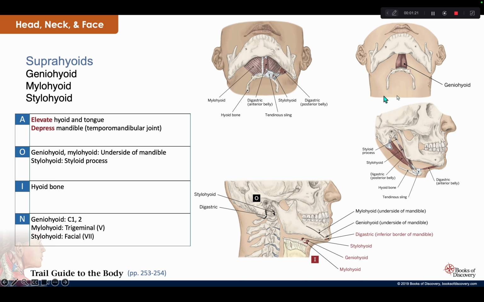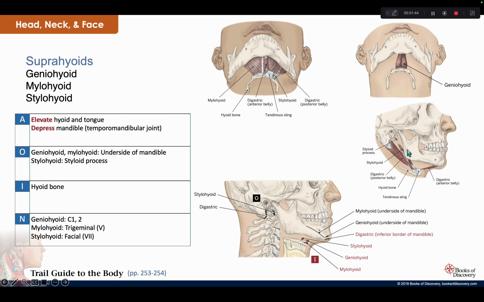So here is the geniohyoid, right? The origin is underside of the mandible for the genio and the mylo. The stylohyoid originates on the styloid process, that little bone that I told you not to break behind the soft part of the ear. All right.